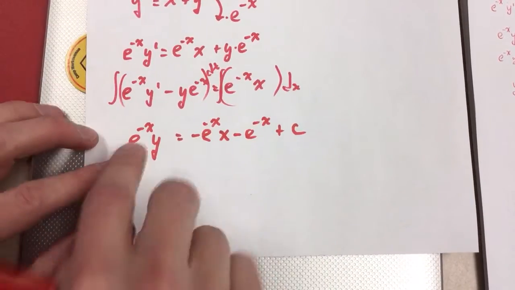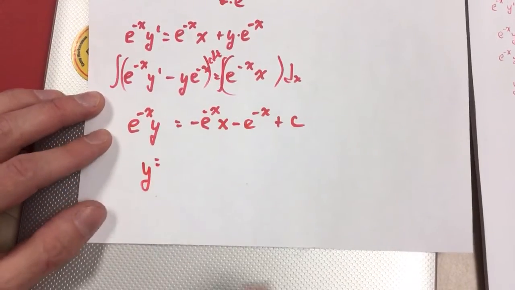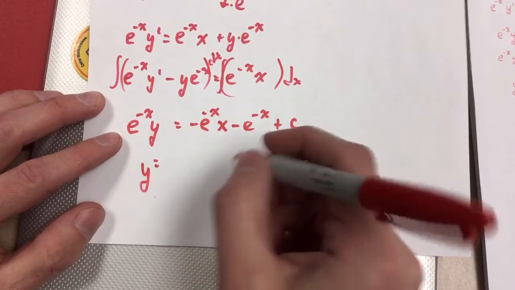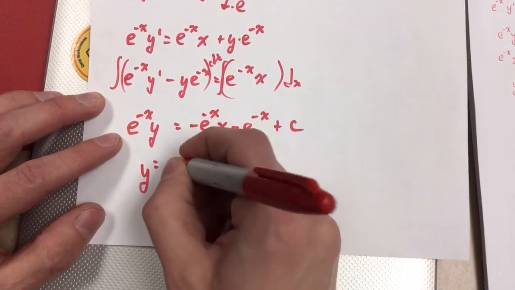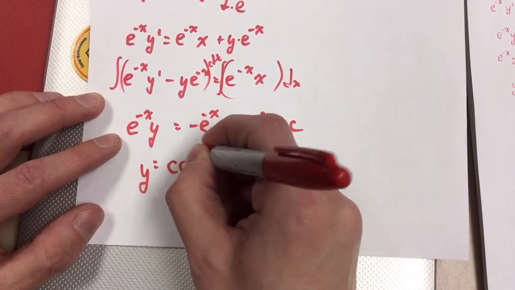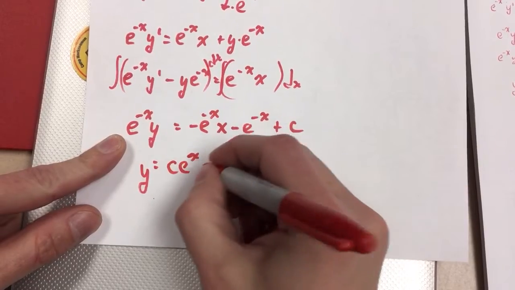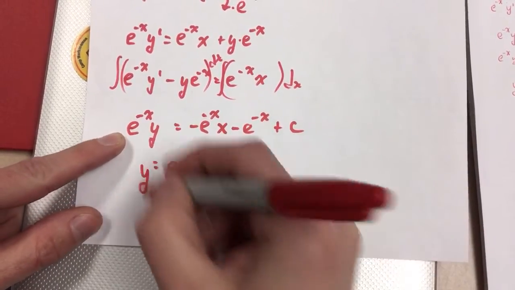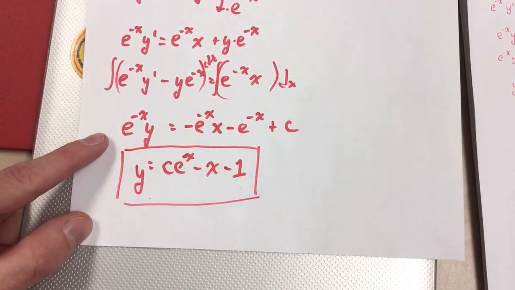Rearranging some things, I'm going to divide both sides by e to the negative x. That's going to give us y equals negative e to the negative x divided by e to the negative x, which gives us negative x. C divided by that is going to get us c e to the x. And the minus e to the negative x divided by itself gives us a minus 1. There is the general solution to that differential equation.